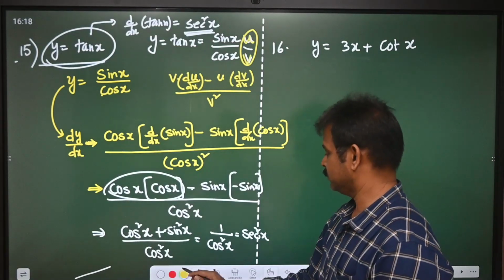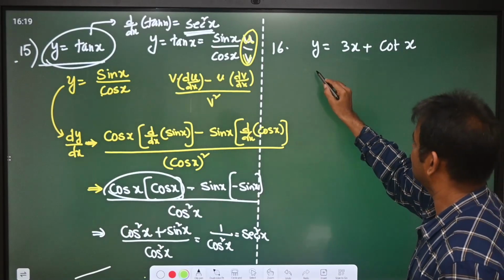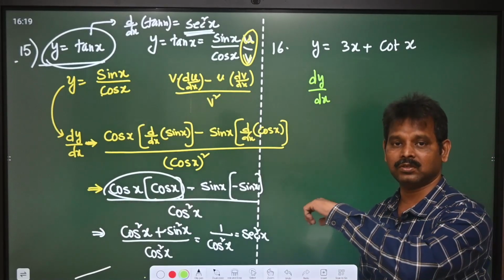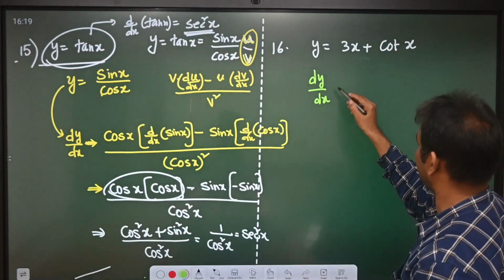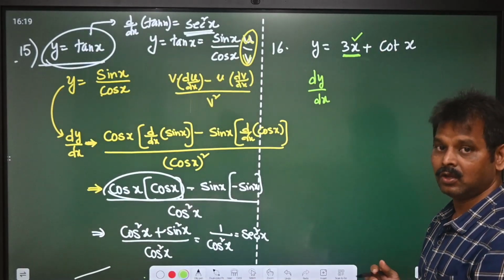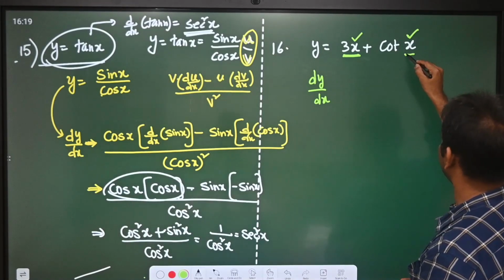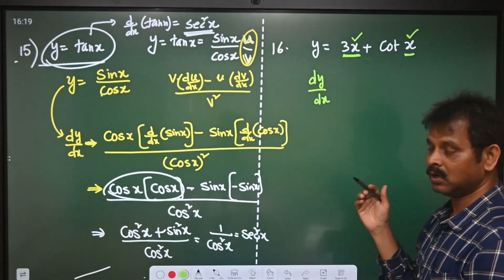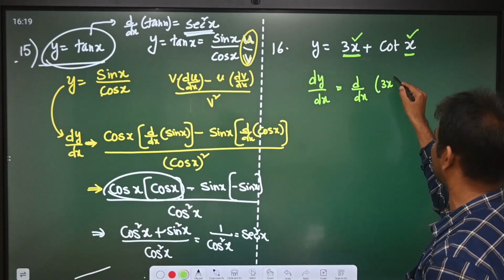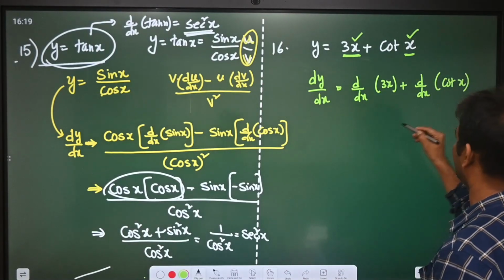Now the 16th one, y is equal to 3x plus cot x. So I want dy by dx. Before writing this derivative, first we have to check whether the first term has a variable or not. So we have x here, so it can be differentiated with respect to x, and here also we have x, which is also differentiable with respect to x. Now we can write dy by dx also: d by dx of 3x plus d by dx of cot x.